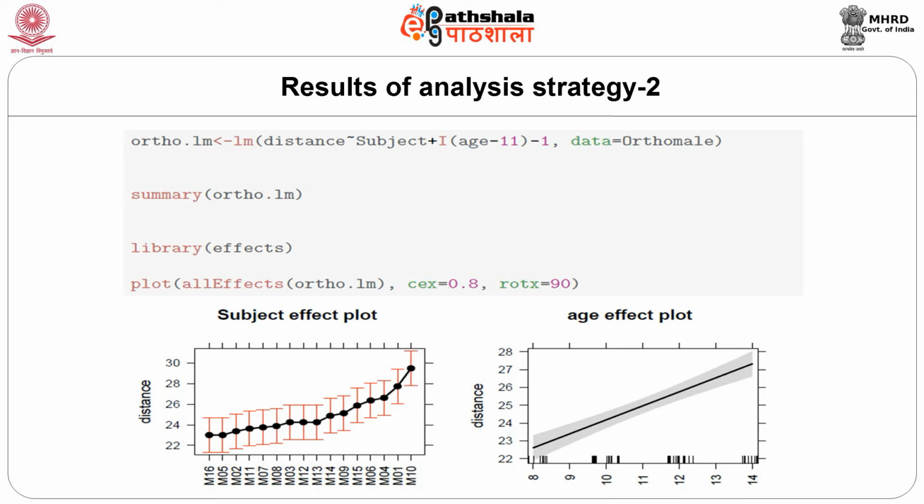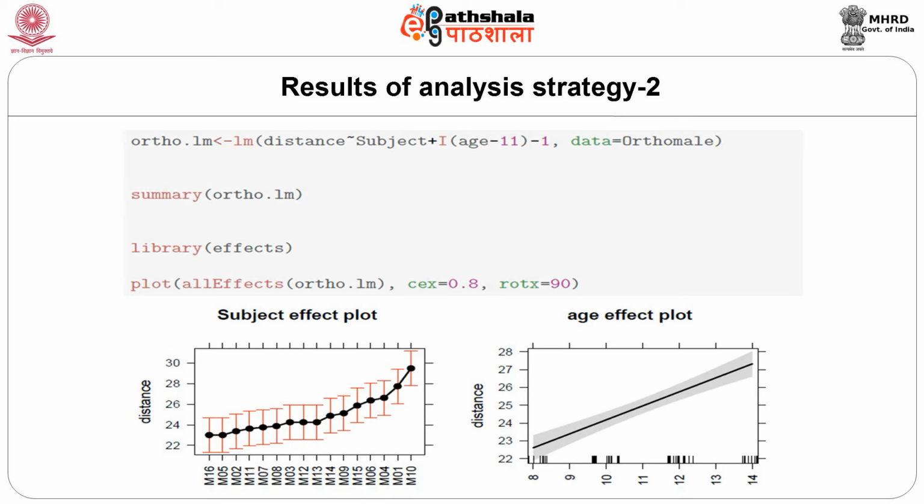summary(ortho.lm) would produce a lot of things, but just to visualize this we can use another excellent package called effects. So if I just load the package with library(effects), there is a function called allEffects. So allEffects of the linear model object. cex is just the magnification size, and rotx is how the axis labels are printed, so it's rotated by 90 degrees. But that's not the issue. The issue is that here we get 17 parameters.